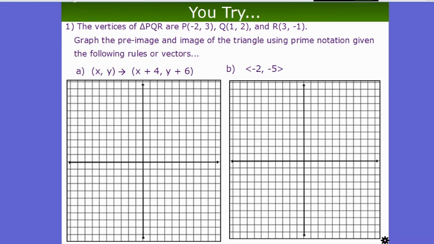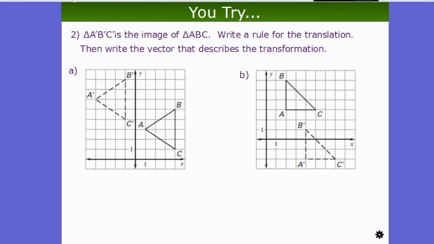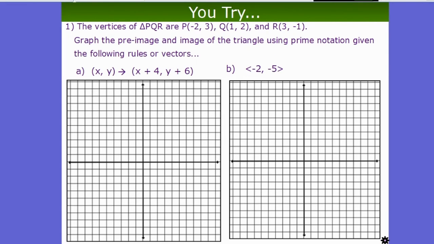So I want you to try these two. There are 2 examples on this page, and then there's one on that page. If you have a hard copy of this, if you're one of my students, go ahead and work them. If you don't, just look at the screen here. But everybody should be pausing their video right now so that they can do these Try-Its and then see how you did. So go ahead, give it a shot.